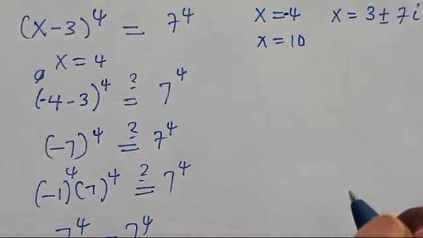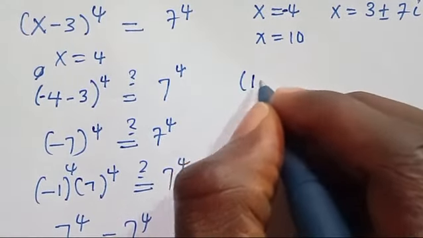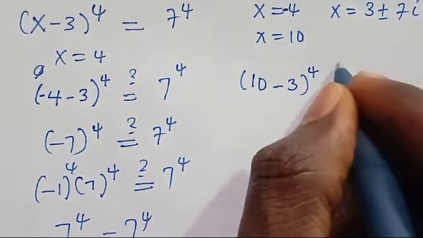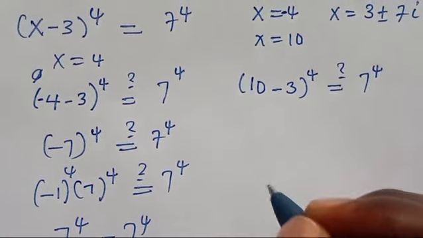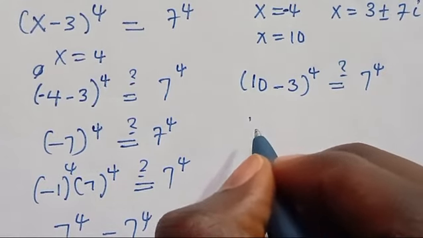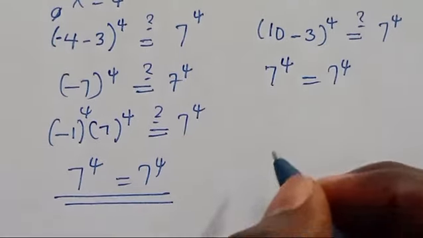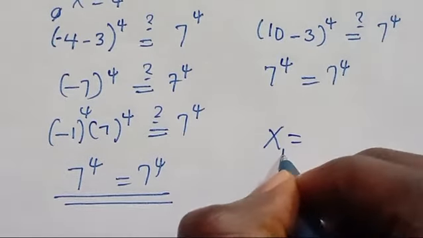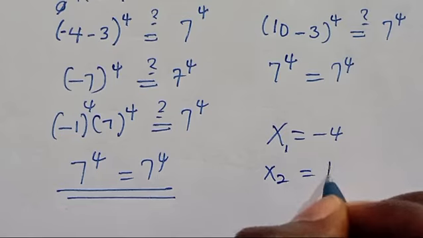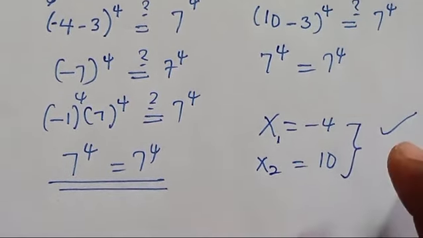Then when x equals 10, from here we have (10 minus 3) to the power of 4. Then it's going to give us 7 to the power of 4 equals 7 to the power of 4. So x1 equals minus 4 and x2 equals 10 satisfy the problem given to us.